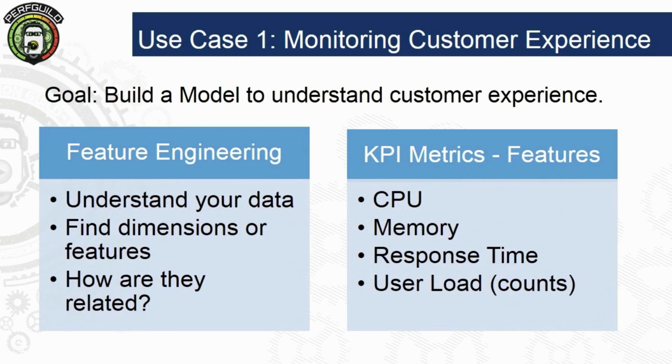So in our first use case, we want to build a machine learning model to better understand the customer experience. We start with what's called feature engineering. We first have to understand what data we have and what it tells us about our goal or what we want to predict. In performance, we have a lot of metrics like CPU, memory utilization, response time, user load, or counts, and we need to understand how are they related.